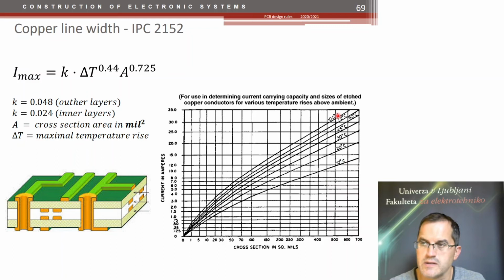The inner layer lines cannot dissipate heat so efficiently as the outer layer lines, therefore this factor is lower. But it's quite hard to work with square mils, and so I rather go into the online calculators. So let's show you the calculator which is used for that.